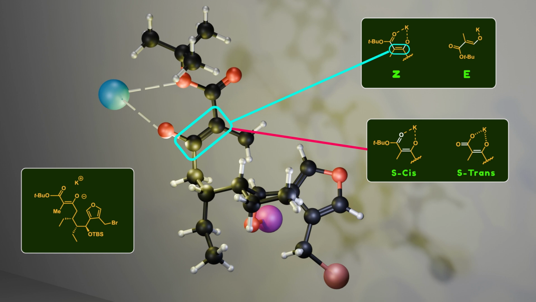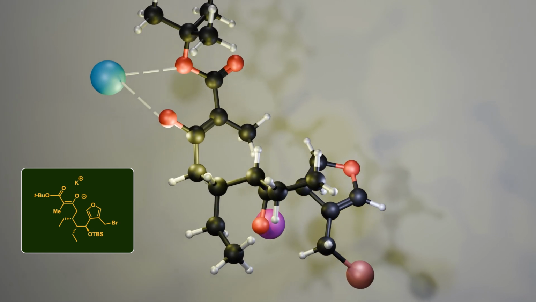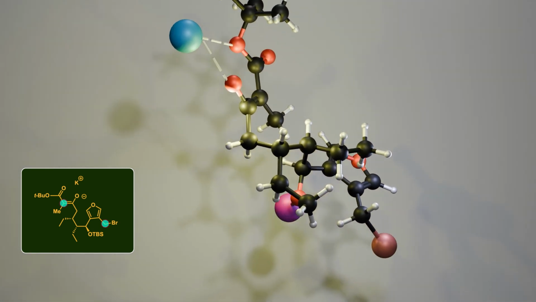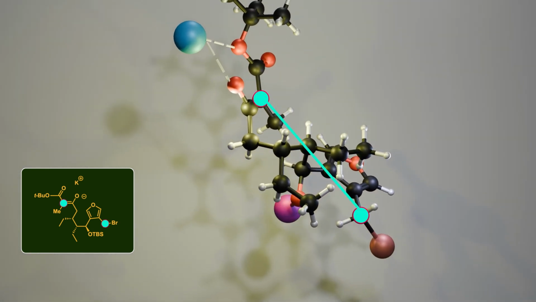In this conformation, the potassium ion effectively interacts with two oxygen atoms, creating a rigid structure that sets the stage for the enolate to attack the carbon atom bearing the bromide. As a result, only the desired product is formed with high diastereoselectivity.